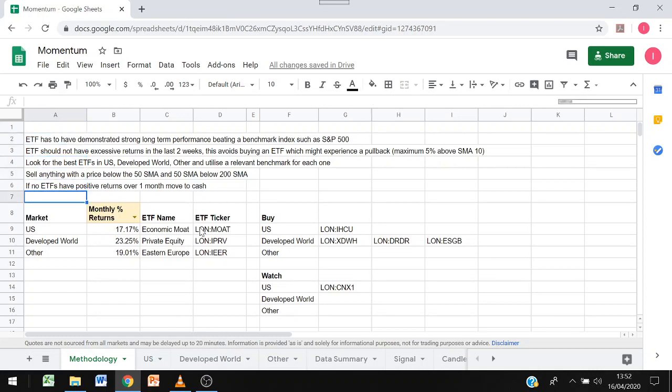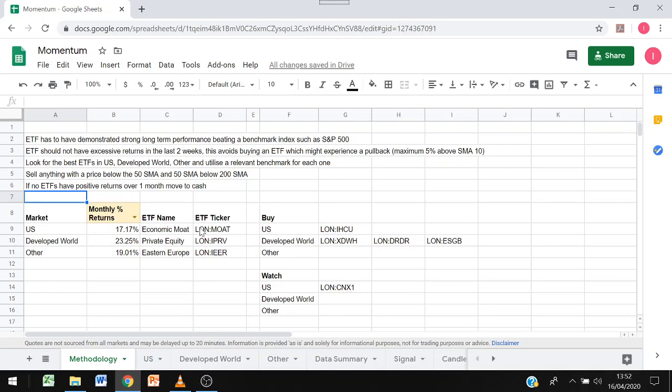I would sell anything with a price below the 50-day simple moving average, and where the 50-day simple moving average is below the 200-day simple moving average. And then if no ETFs have positive returns over 1 month, then move all to cash. Because if you can't find anything in any sector, in any geography, that is making positive returns, then there's clearly something wrong.